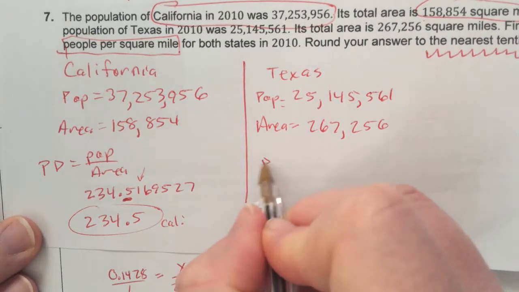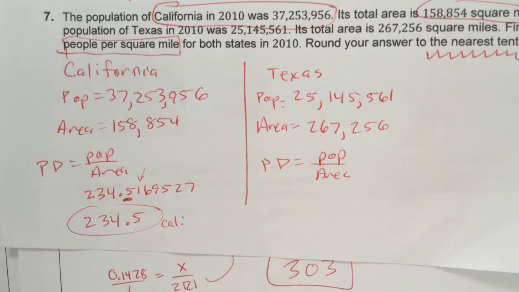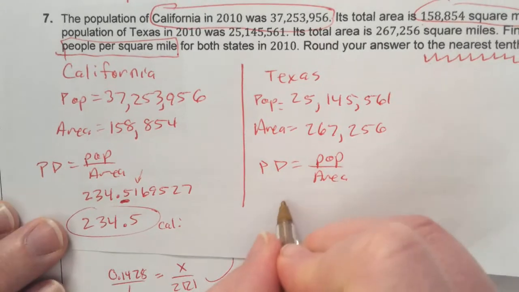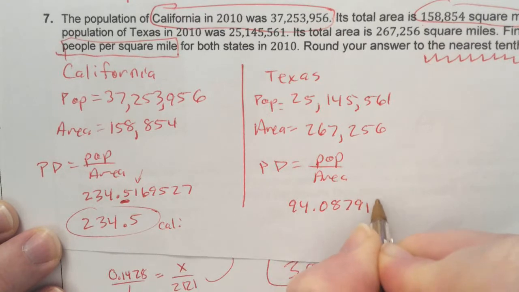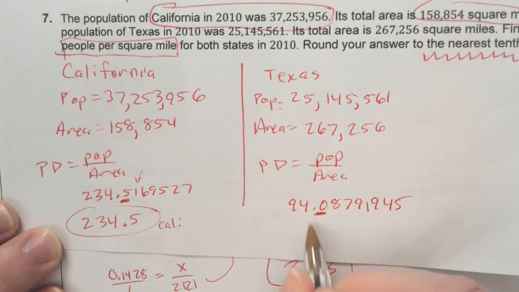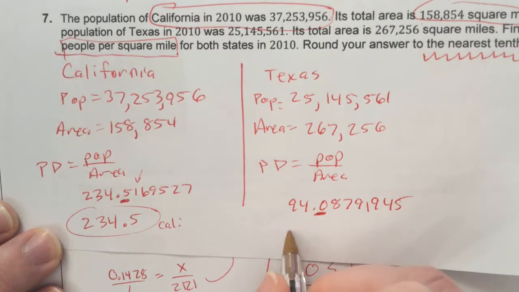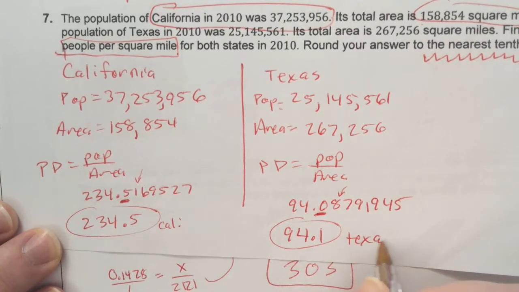Over here, population density is equal to population over area. So you put those numbers in, 25,145,561 divided by 267,256, and we pop out with 94.08791945. They said round to the nearest tenth. So the question is, are we staying at 0.0 or going up to 0.1? We would go up to 0.1 because the 8 made it over the hill. And that right there is for Texas.